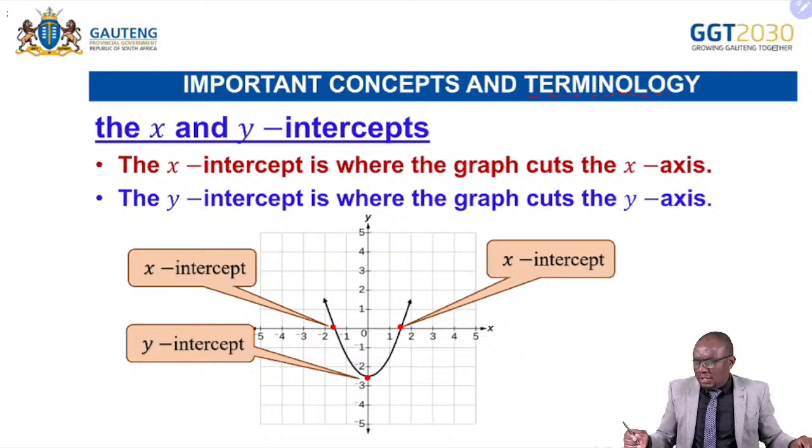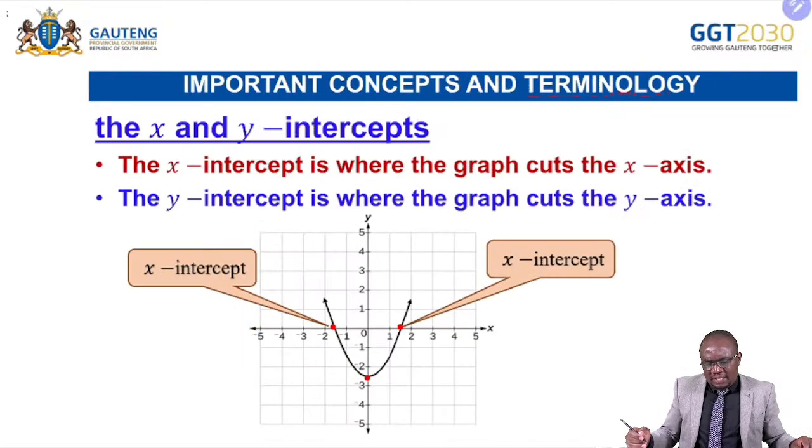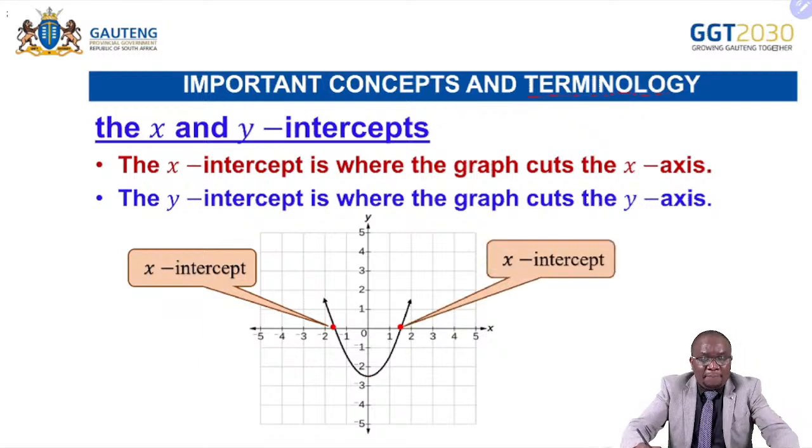Right. Now, let's just summarize our lesson. We've done a lot of things, and I wanted us to cover even more, but our time is up. We're going to talk about these things in the next lessons. We're going to talk about the domain, the range and all those things.